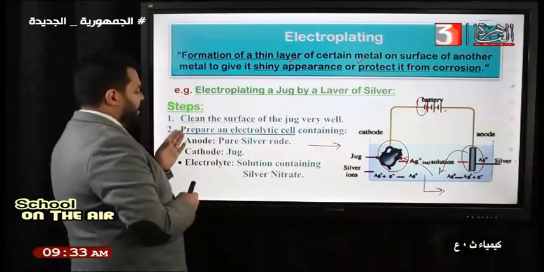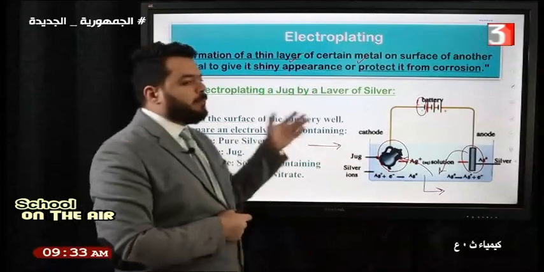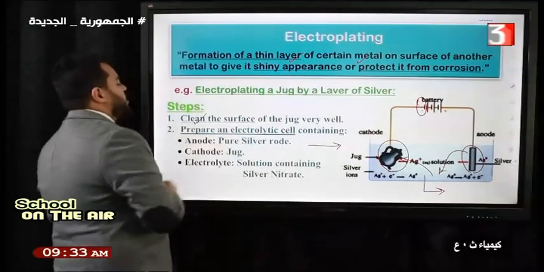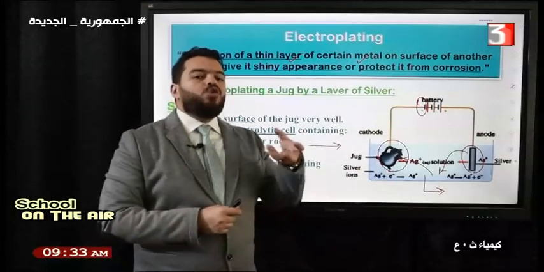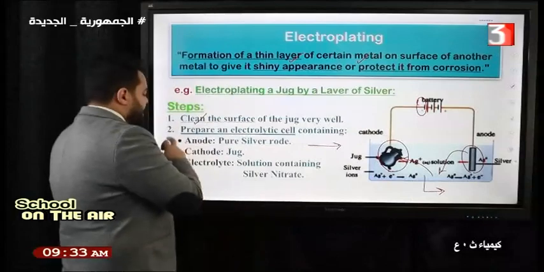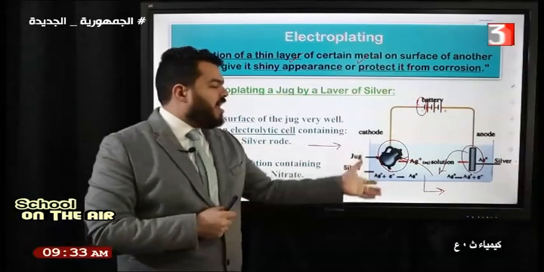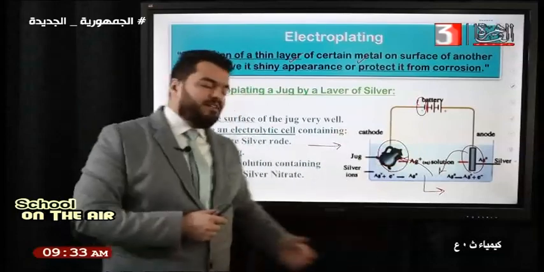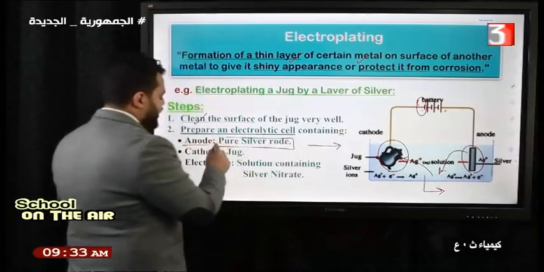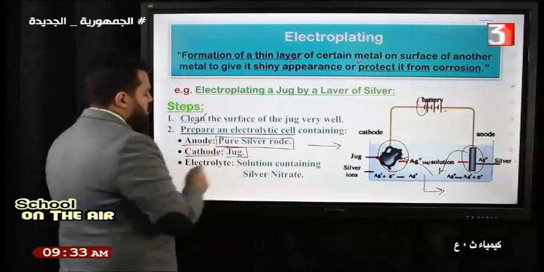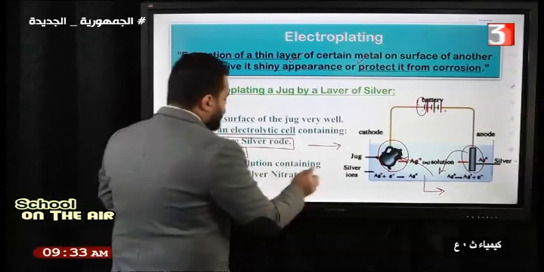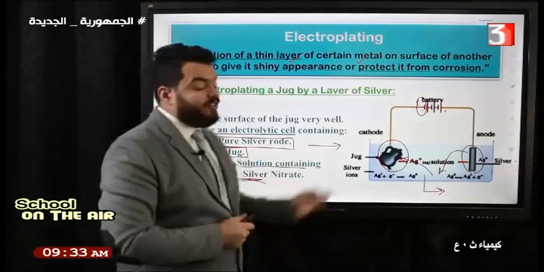So these are the steps to electroplate a jug with a silver layer. Okay. First, clean the surface of the jug very well to help the silver deposit on it. Second, prepare the electrolytic cell containing cathode, anode and electrolyte. You connect the anode to the pure silver rod, and the cathode is the jug which will be electroplated, and the electrolyte is a solution containing silver, as silver nitrate.